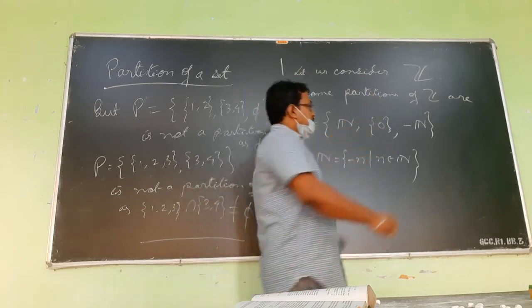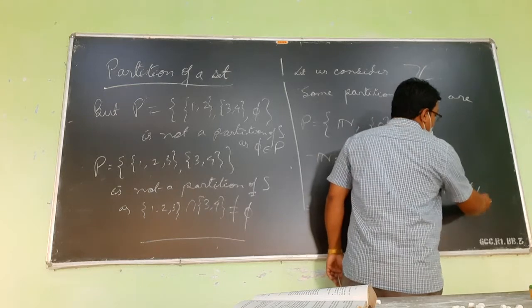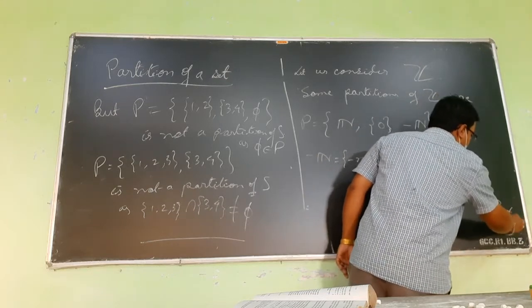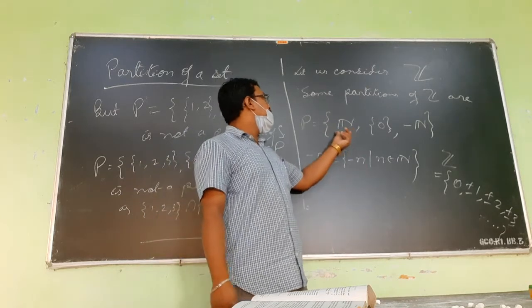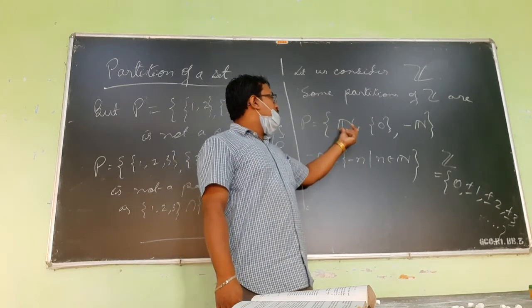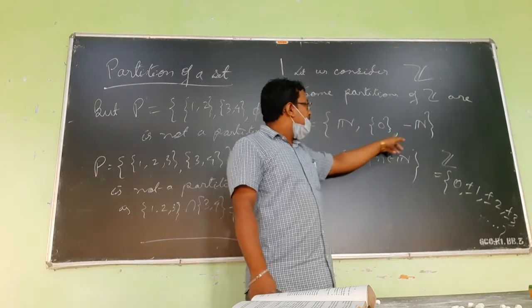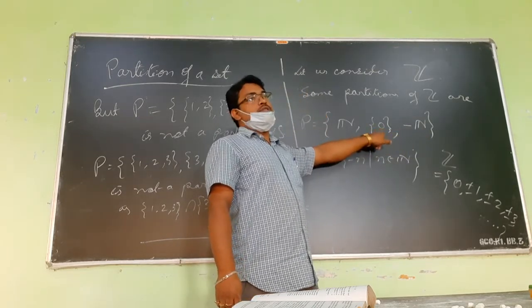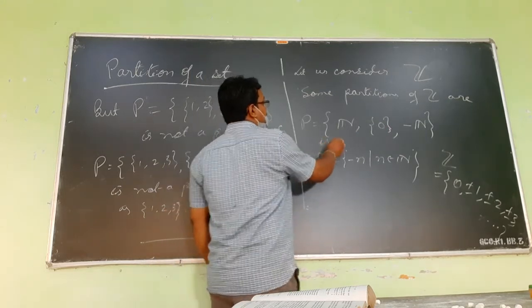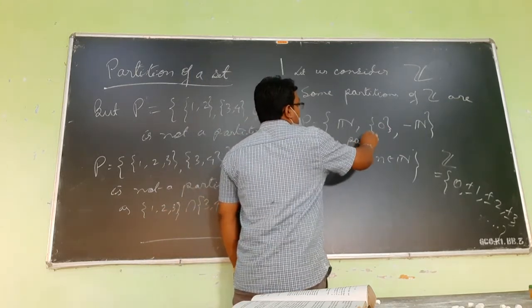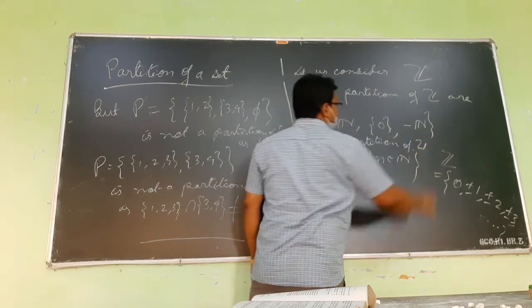Integers are only 0, plus minus 1, plus minus 2, plus minus 3. All these are integers. So we can partition it this way. We take all natural numbers here, we take all negative natural numbers there, and singleton 0 separately. This is a partition of Z.